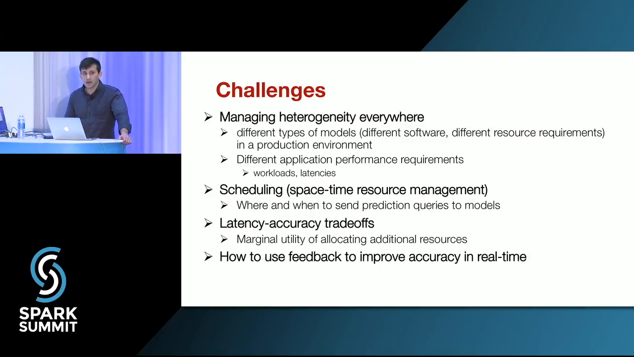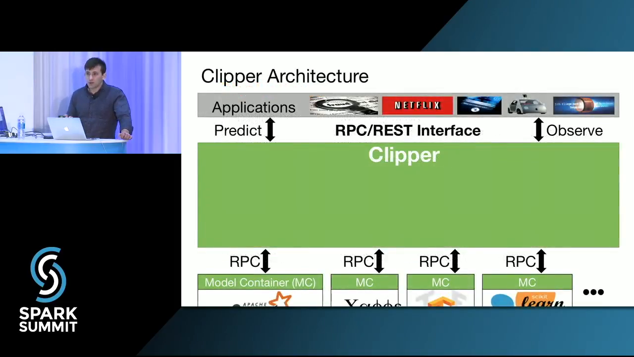And then finally, how do we use that feedback, that red loop that I showed that completes this loop, to improve accuracy in real time? So I'm going to briefly go through how Clipper addresses these challenges. The work I'm going to describe in the next 6 or 8 slides is work that we did for an NSDI paper that's going to be published this year. So this is a little bit more of the research work. Some of this is in the Clipper open source system that we're developing, and some of it's on the roadmap.